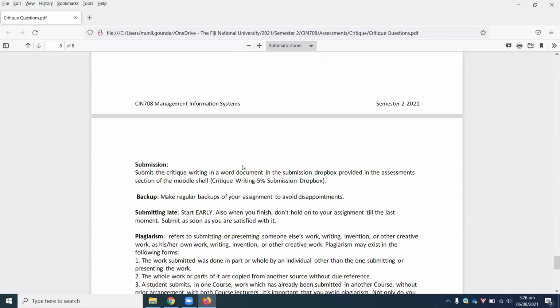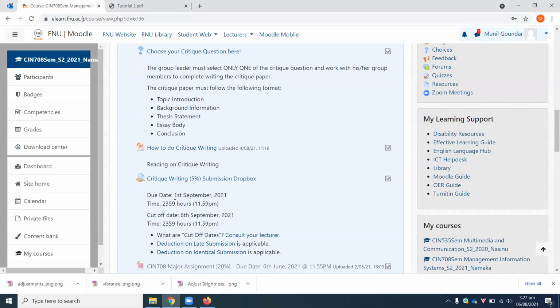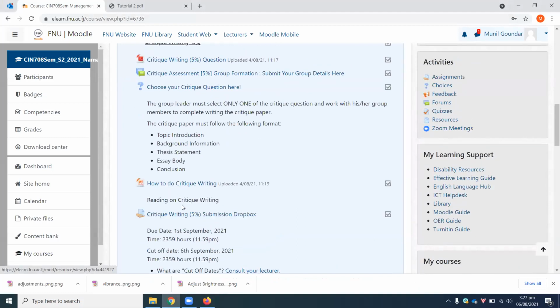Now let's go down. Submission. Submit the critic writing in a Word document. If you give me your critic writing in any other format, I will not be accepting it. It needs to be in a Word document. Why? Because there's a plagiarism checker, Turnitin, enabled with the submission. It is only able to detect Word documents at the moment, and it is configured as such. Therefore, it needs to be in a Word document in the submission drop box provided in the assessment section of the Moodle shell. So where is that? Here. This is the one.